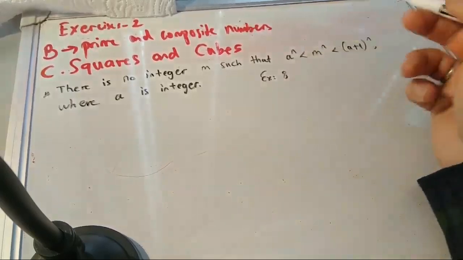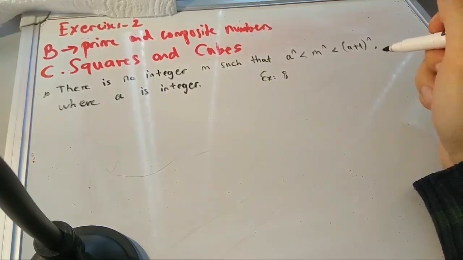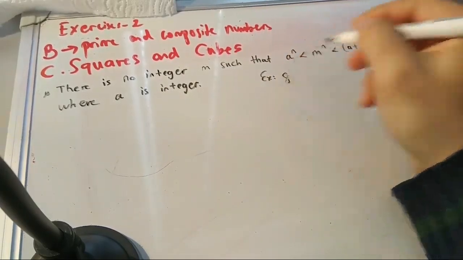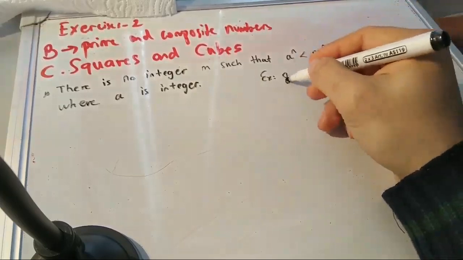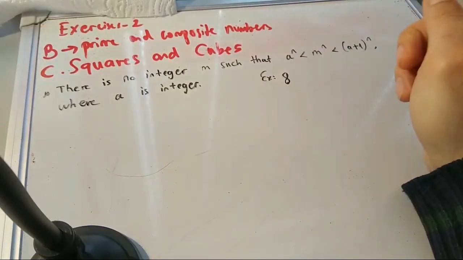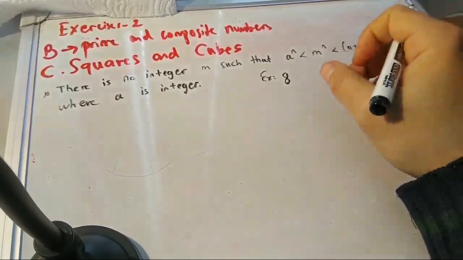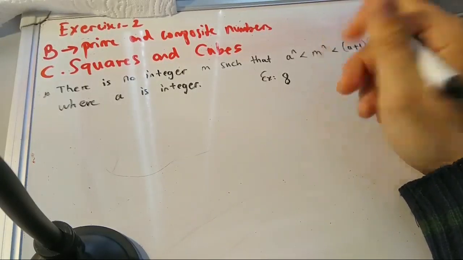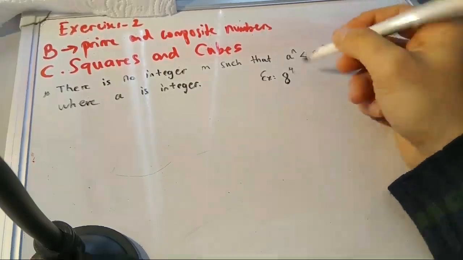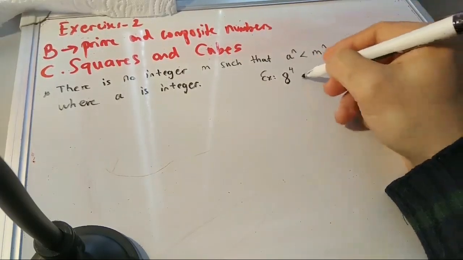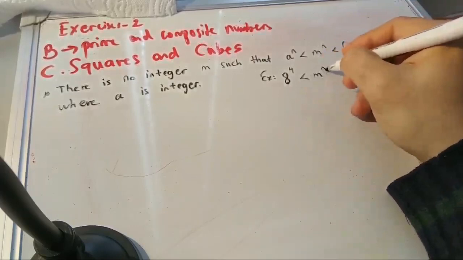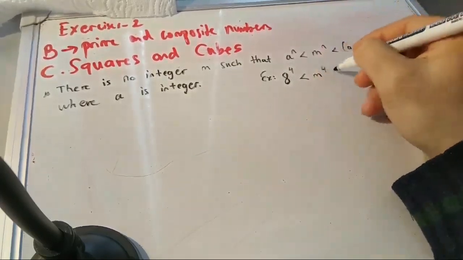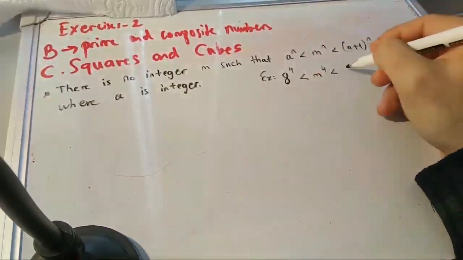8 for n is... just don't tell me a large number. 4. Okay, 8 to the power of 4 is less than m to the power of n, for n we will use 4, is less than (8 plus 1), 9 to the power of 4.